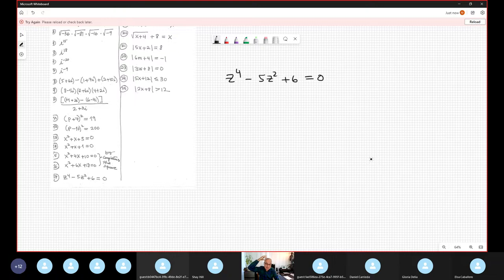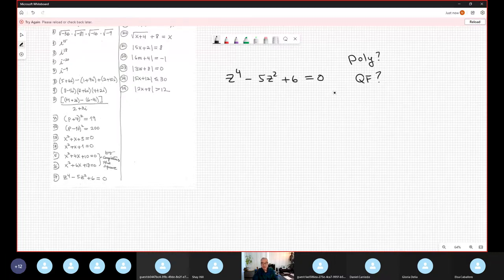This is a classical example. This is a polynomial, no? And it's quadratic in form, yes or no? Yes, because the exponents are 4 and 2. So it is quadratic form, because this exponent is twice this exponent. The thing is, we can convert this equation into a quadratic equation, and it's easy.